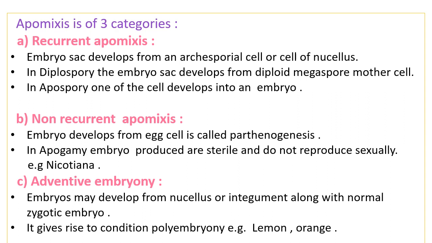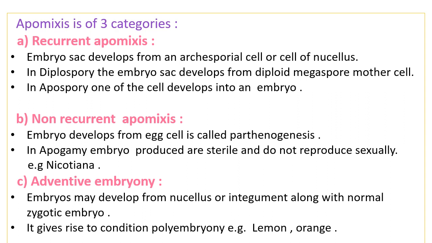The second category is non-recurrent apomixis. Non-recurrent means it does not repeat. In this type, embryo develops from an egg directly or haploid cell of a gametophyte. This phenomenon is also called as parthenogenesis and it occurs through apogamy. Plants produced by this method are sterile and do not reproduce sexually. Example of it is Nicotiana.